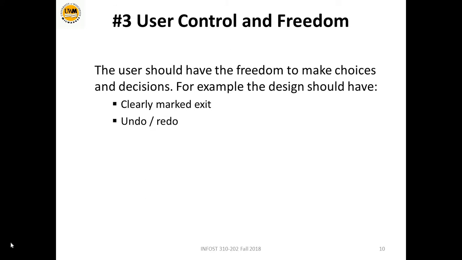The third criteria is user control and freedom. The user should always be in control. The user should always have the freedom to make choices and decisions. For example, the design should have a clearly marked exit or logout if the user wants to log out or leave the system. If the users want to undo or redo something, it should be also readily available and should be obvious.